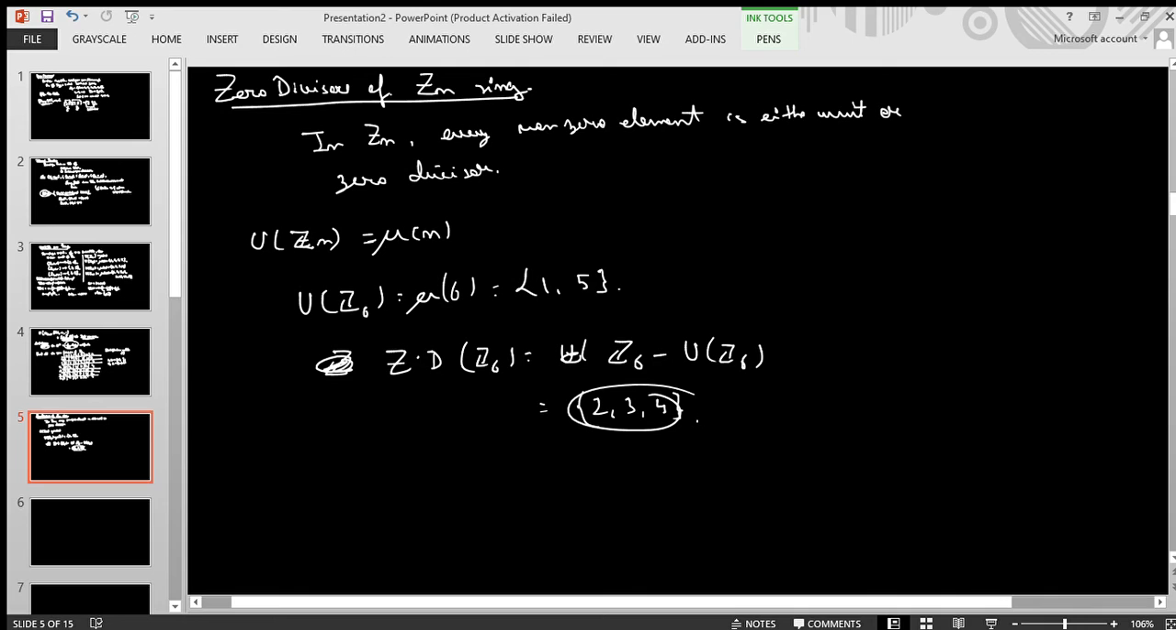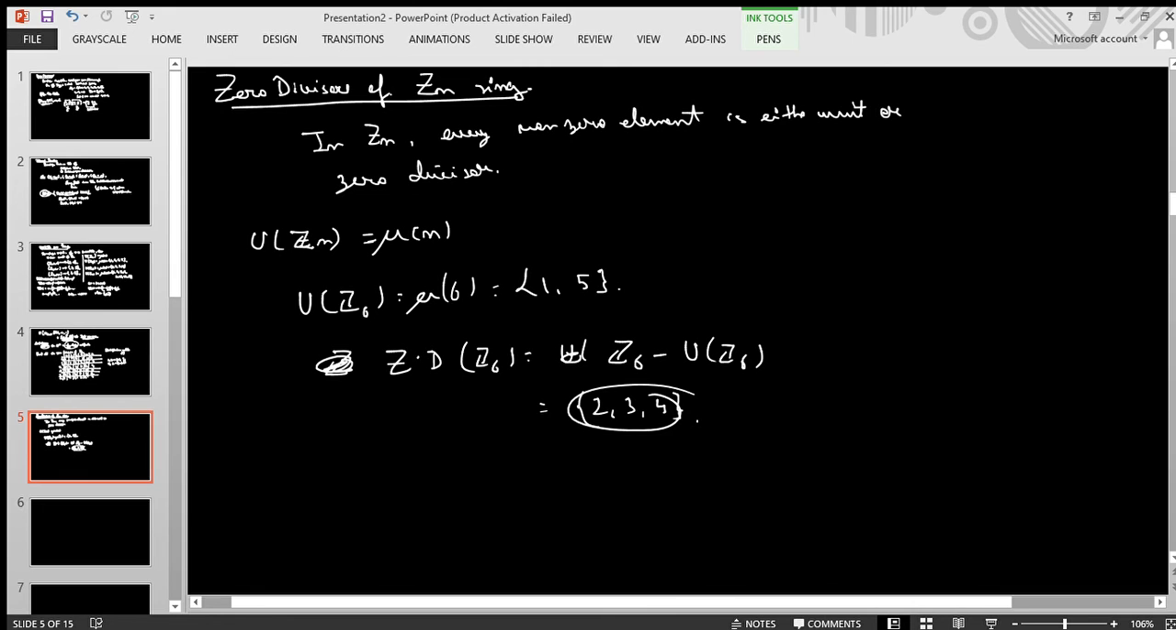Clear? Is it clear? I just gave you the verification. Is it clear, guys? How to find zero divisors of Zn ring? Okay. So this much is clear, I guess.